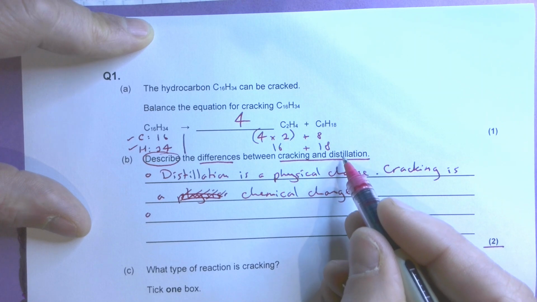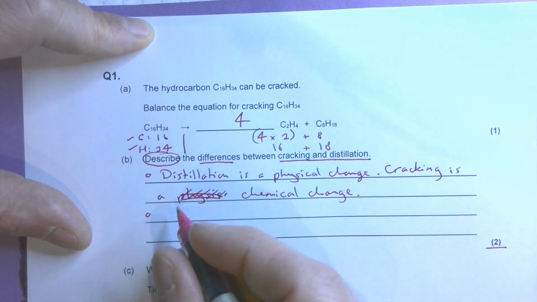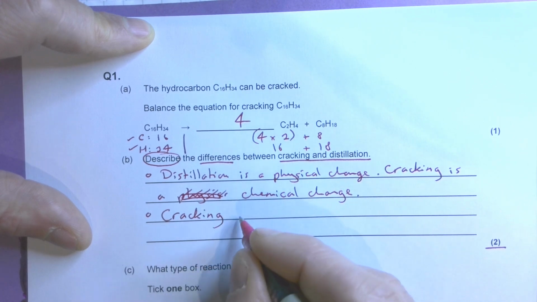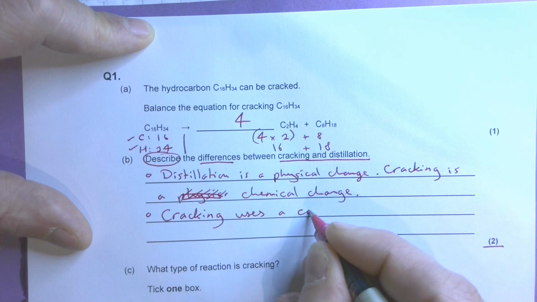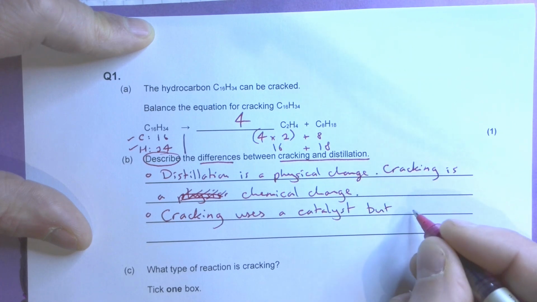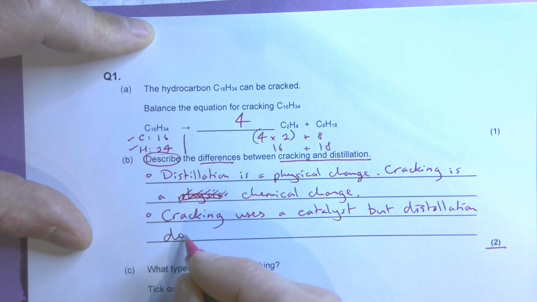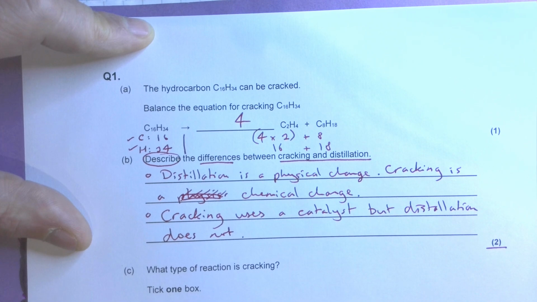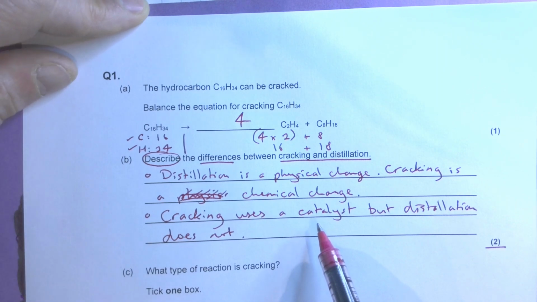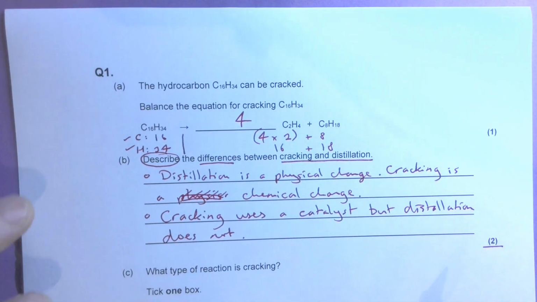Now distillation involves heat, as does cracking. The difference is that cracking requires a catalyst. So cracking uses a catalyst, often nickel, but distillation doesn't. Okay, so 2 differences. This one here requires you to remember the catalyst thing for cracking. This one up here, the key bit is to remember that distillation is a physical change.